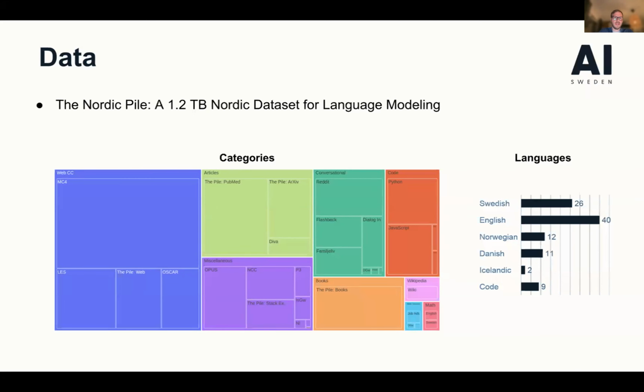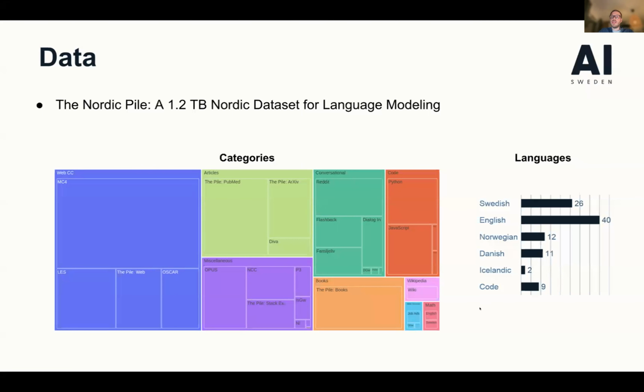And here is a high-level overview of what we call categories of text data and the language distribution. So the areas correspond to the amount of data. We have a lot of web common crawl, primarily in English. Then we have articles, conversational data that we partly scraped ourselves, especially for the Nordic languages. We have some books, Wikipedia, a math data set, and a significant amount of code, primarily Python and JavaScript.